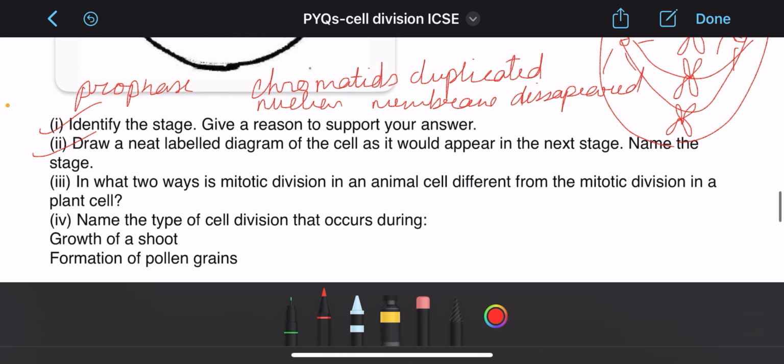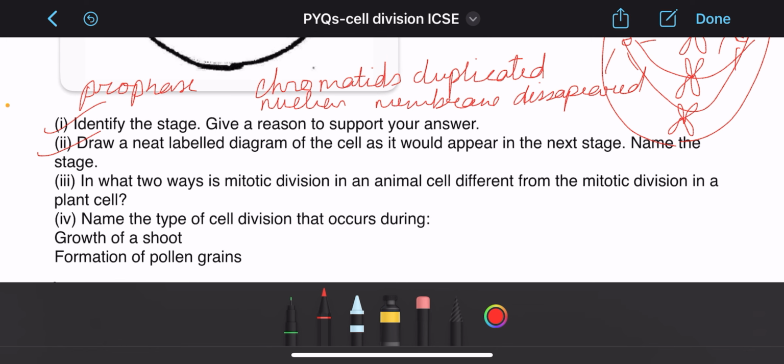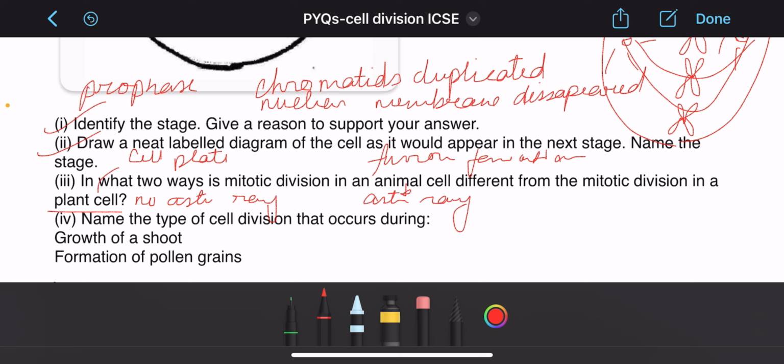Now, the next question is, in what two ways is mitotic division in animal cell different from mitotic division in plant cell? In animal cell, there is aster ray formation because of the presence of centrioles. Whereas in the case of plant cell, no aster rays are formed. In case of animal cell, cytokinesis takes place by furrow formation or cleavage formation. And in case of plant cell, cytokinesis takes place by cell plate formation. So these are the two ways by which the animal cell mitotic division is different from the plant cell mitotic division.